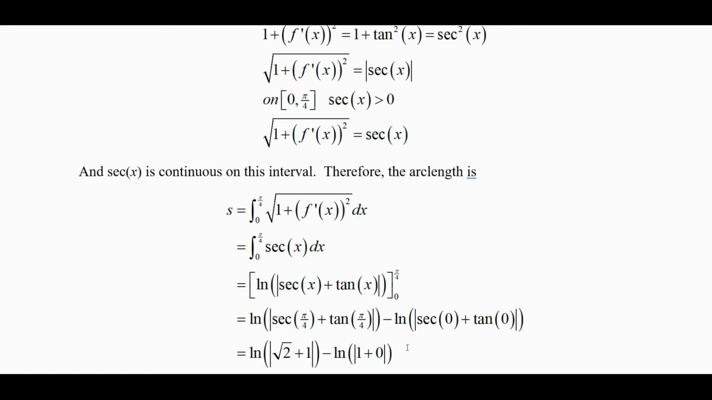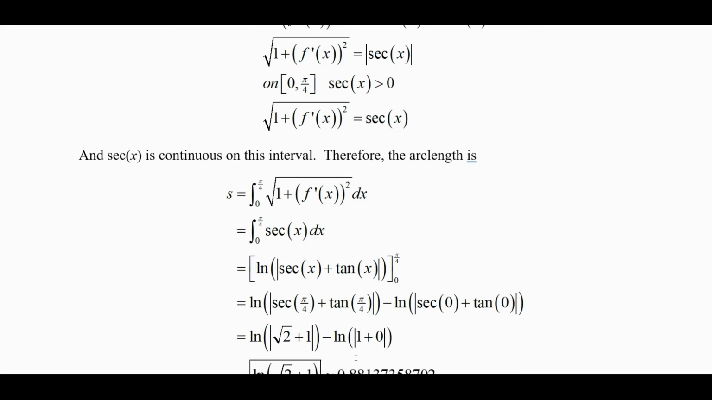Tangent of pi over 4 is just 1. That's the same triangle. That's opposite over adjacent. 1 over 1 is 1. Secant of 0 is 1. Cosine of 0 is 1. Secant of 0 is the reciprocal of that, which is still 1. Tangent of 0 is 0. 1 plus 0 is 1. The absolute value is 1, and the logarithm of that is 0. So this last part is going to go away.